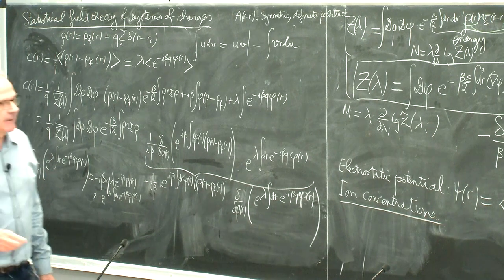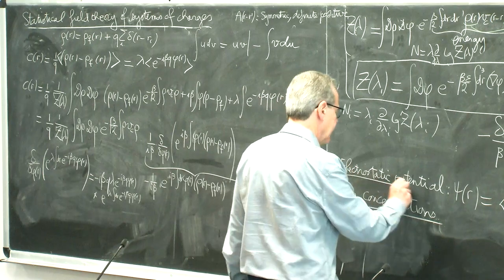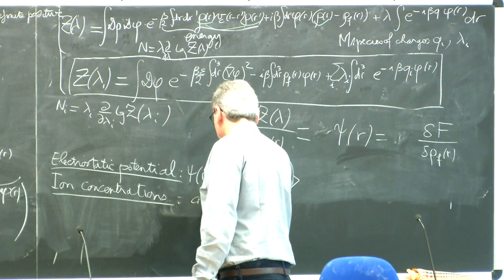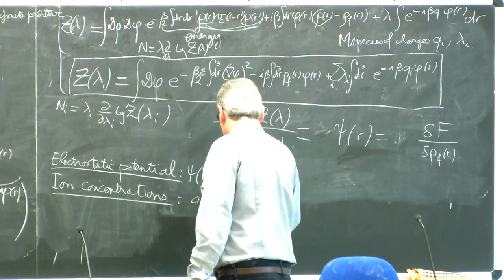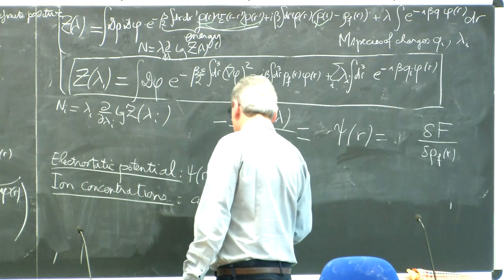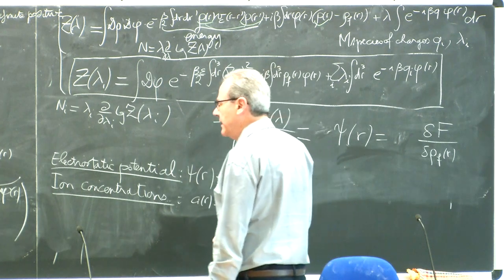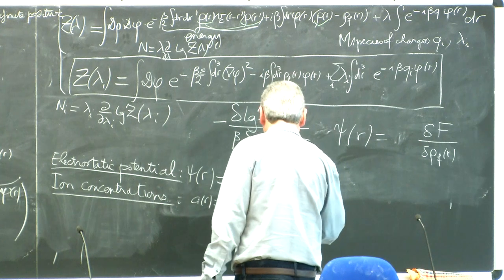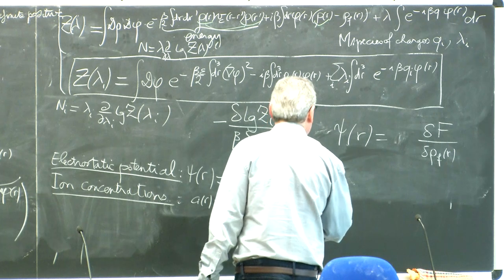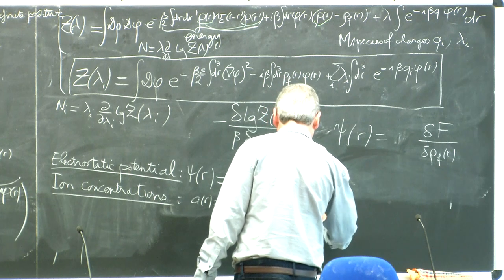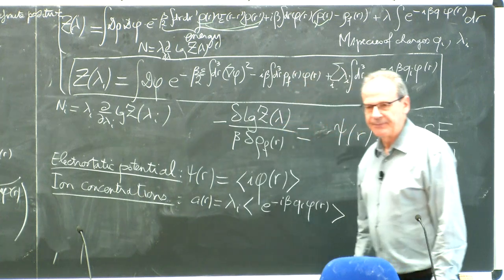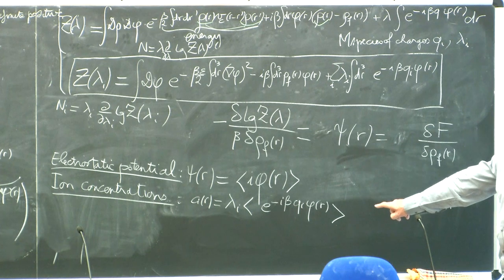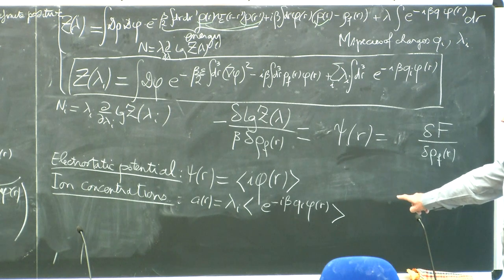So in the case of many species, the ci of r is equal to lambda i expectation value of e to the minus I beta qi phi of r. And this looks very much like the Boltzmann kind of distribution as we saw before.